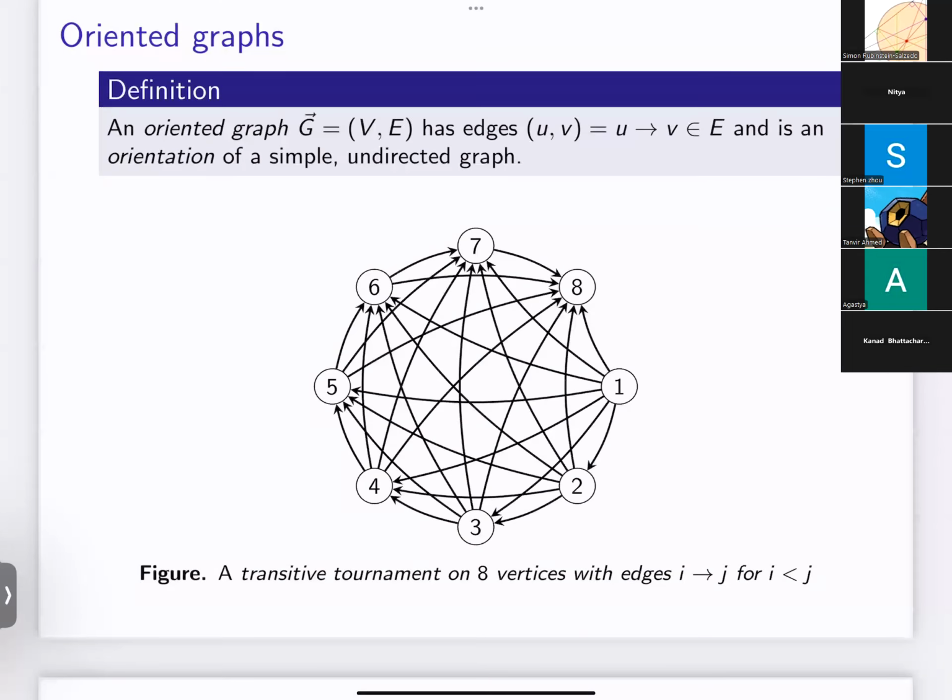A particular kind of oriented graph that's very useful to think about, that stands in for cliques, is transitive tournaments. A transitive tournament is a complete oriented graph on 8 vertices, so every single pair of vertices is connected to each other. There's some labeling I can put on the vertices, 1 to 8, where all of the edges point from lower numbers to higher numbers. You can see here that all of the edges go from smaller numbers to bigger numbers.